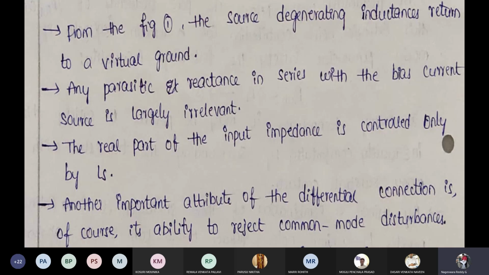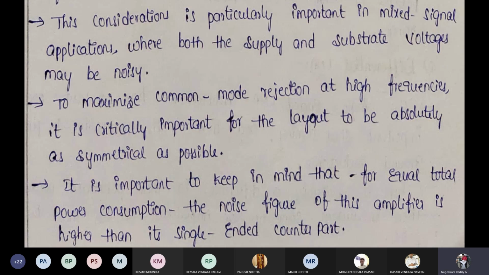From the figure, the source degenerating inductances return to a virtual ground. Any parasitic reactance in series with the bias current source is largely irrelevant. The real part of the input impedance is controlled by the source inductance. Another important attribute of the differential connection is its ability to reject common mode disturbances. This is particularly important in mixed signal applications where both the supply and substrate voltages may be noisy.